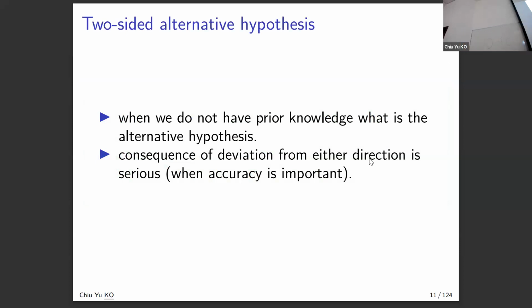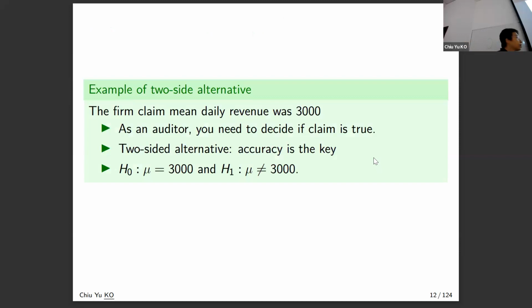Usually if you don't have any knowledge about it, the consequence is important, whether they're accurate or not. A firm claims the revenue is 3,000, right? You don't want overstatement and understatement, because they are misstatements. So if it is not 3,000, then you're not very happy, right?